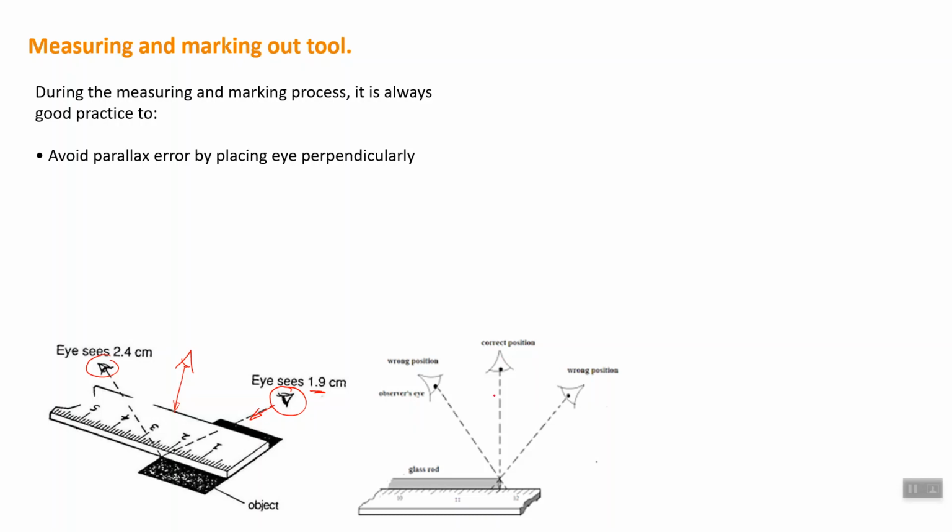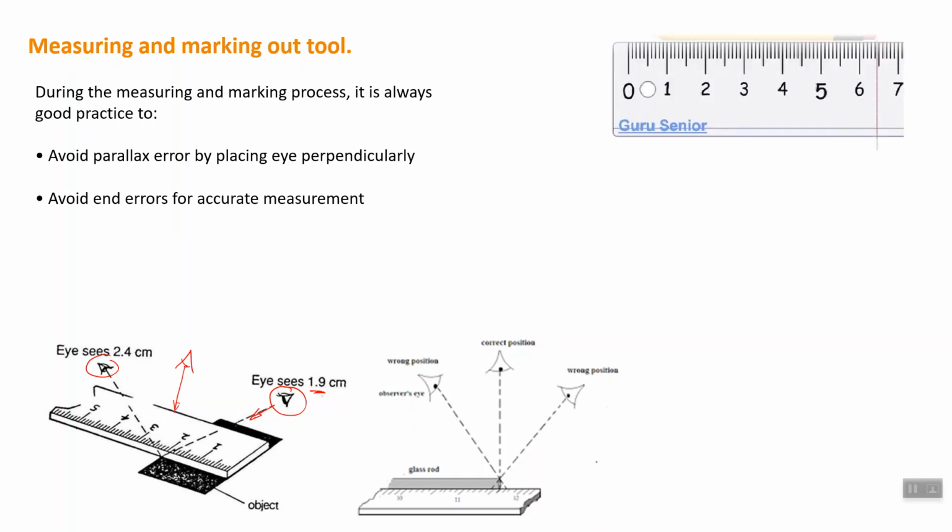When we read perpendicularly, we have the exact measure. So when we place our eye in a wrong position, this is called parallax error. You should avoid parallax error when you're making a reading on a ruler. So this is one good practice. Then avoid end errors for accurate measurement.